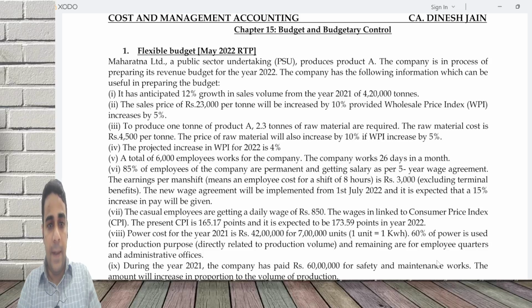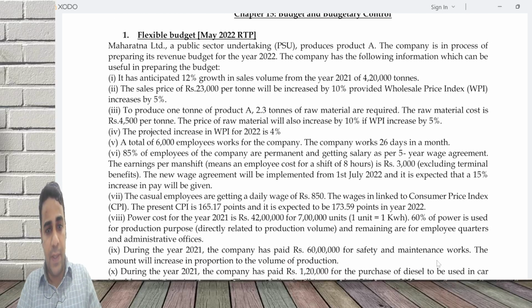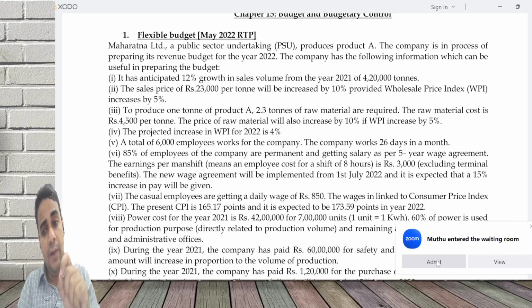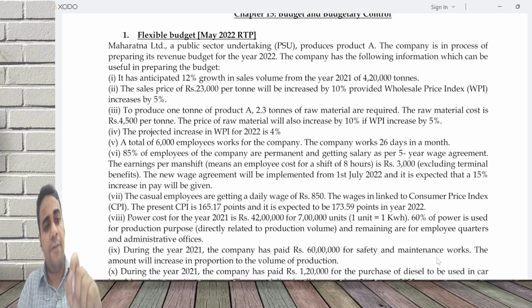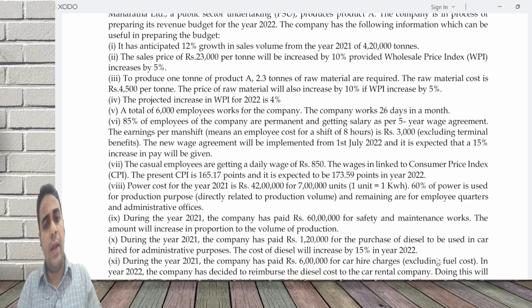Maharatna Limited, a public sector undertaking, produces product A. Company is in process of preparing its revenue budget for the year 2022. Company has the following information which can be useful in preparing the budget. It has anticipated a 12% growth in volume from the year 2021 of 4,20,000 ton. Sale price is 23,000 per ton, which will be increased by 10% if the wholesale price index increases by 5%. To produce 1 ton of product A, 2.3 tons of raw material is required. Raw material cost is 4,500.